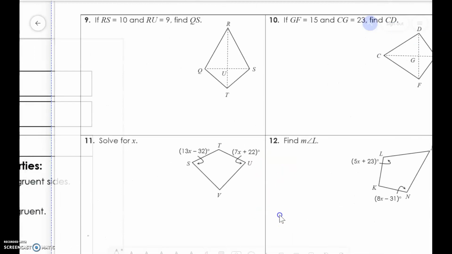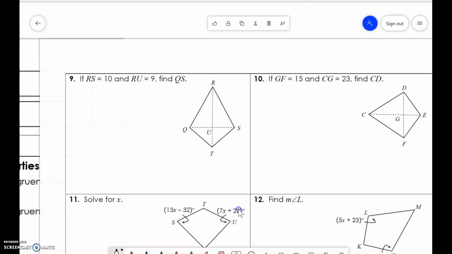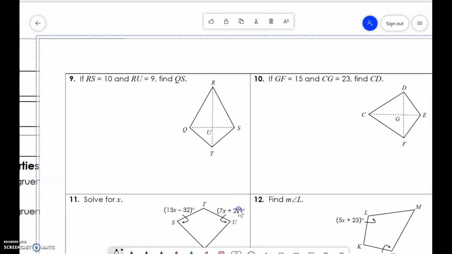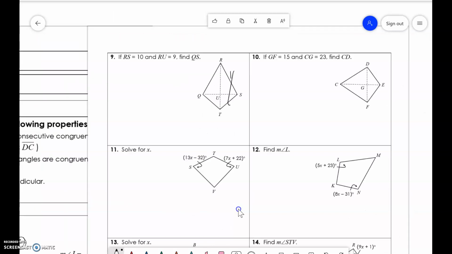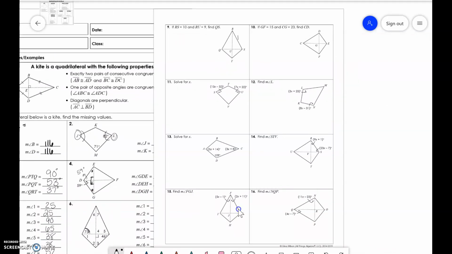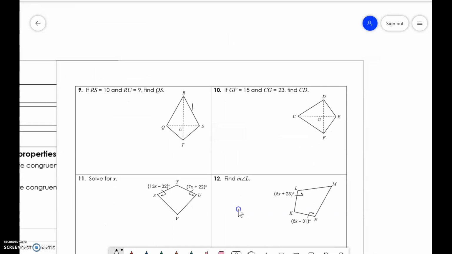All right, so let's do a couple of these problems. I'm gonna skip around until I'm finished recording this video, and then once it stops, I'll continue on. So RS is 10 and RU is 9. We need to find what QS is.